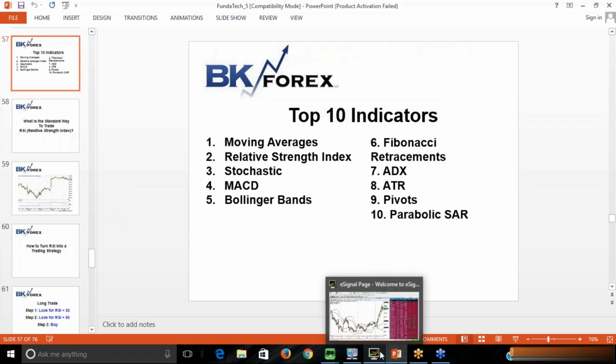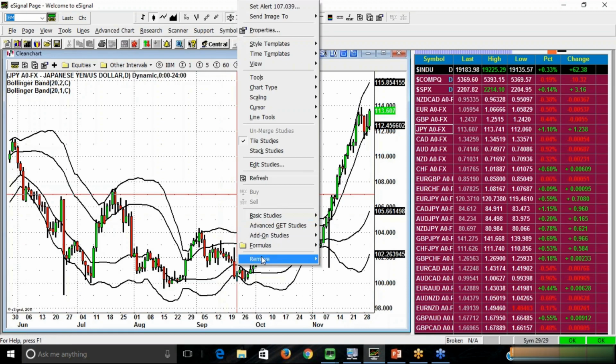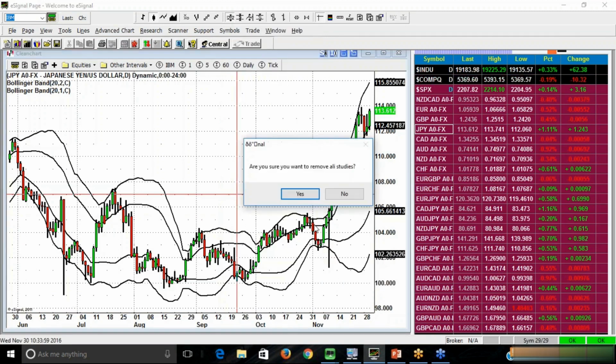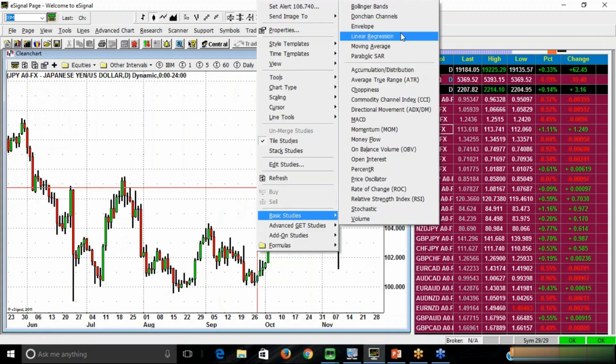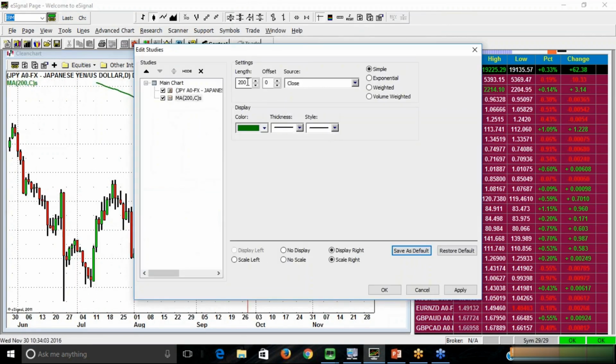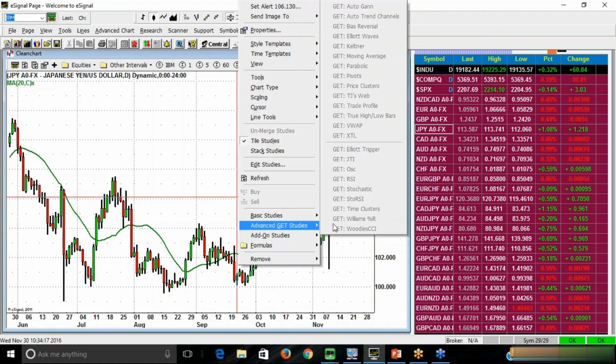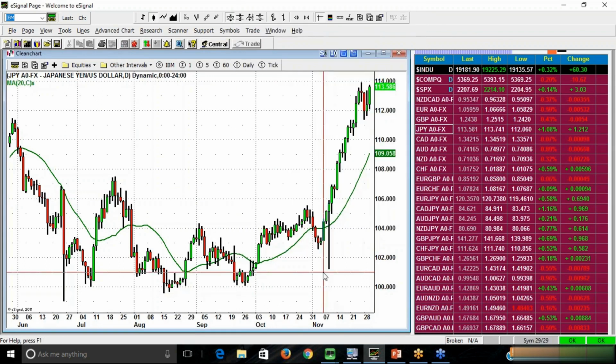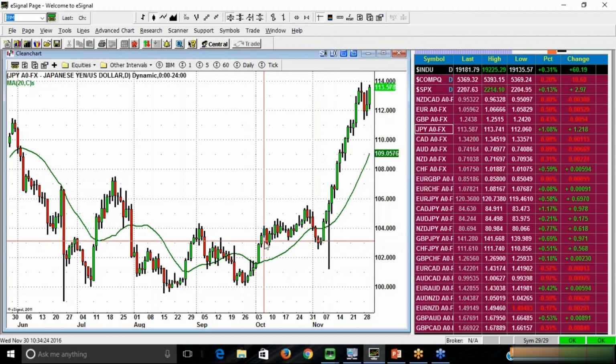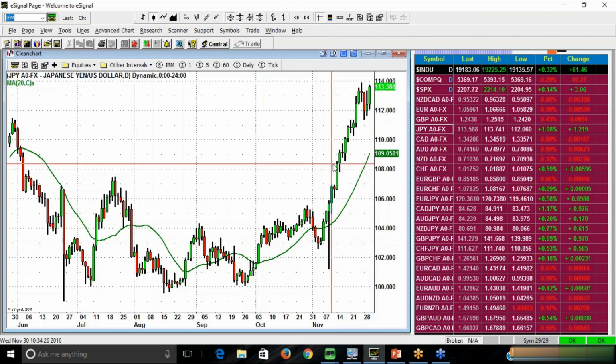But how would you use moving averages? Okay, one thing that's very simple is moving averages. We'll just pop on maybe a 20-period moving average. Moving averages also give you a gauge of where the trend is. And there's many different ways to use moving averages. One way would be to wait for the currency pair to break the moving average and then to go in that direction of the trend.